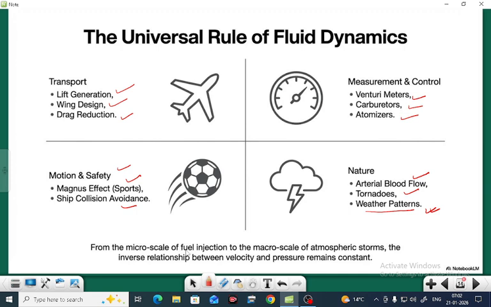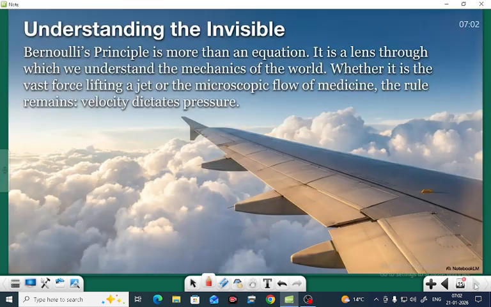From the micro scale of fuel injection to the macro scale of atmospheric storms, the inverse relationship between velocity and pressure remains constant. Understanding the invisible. Bernoulli's principle is more than an equation. It is a lens through which we understand the mechanics of the world, whether it is the vast force lifting a jet or the microscopic flow of medicine.